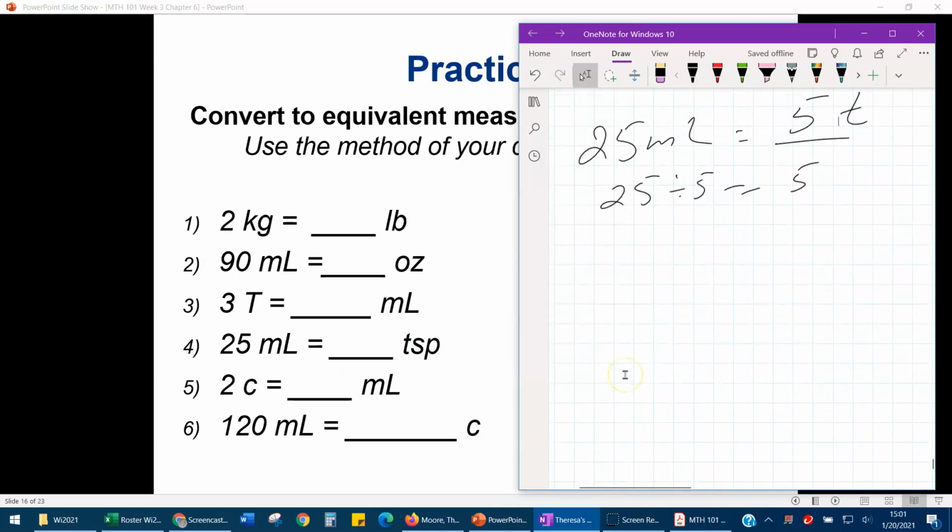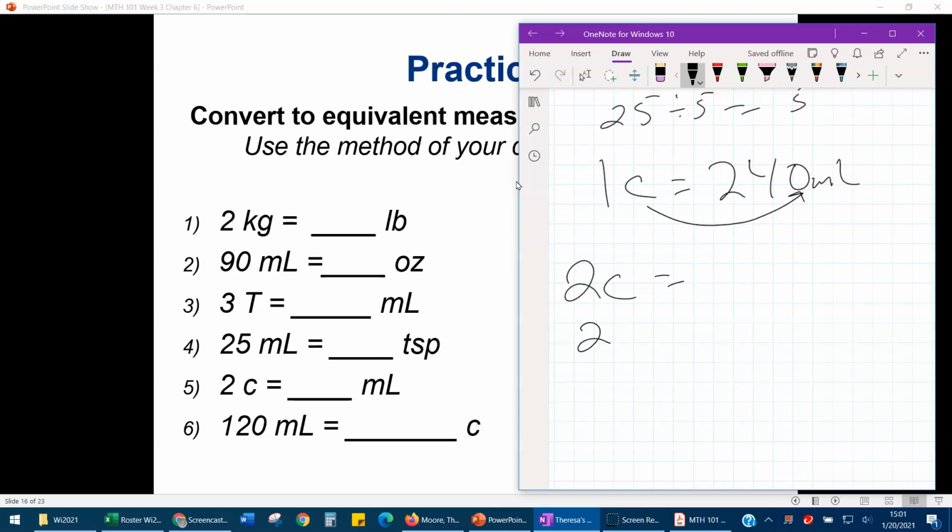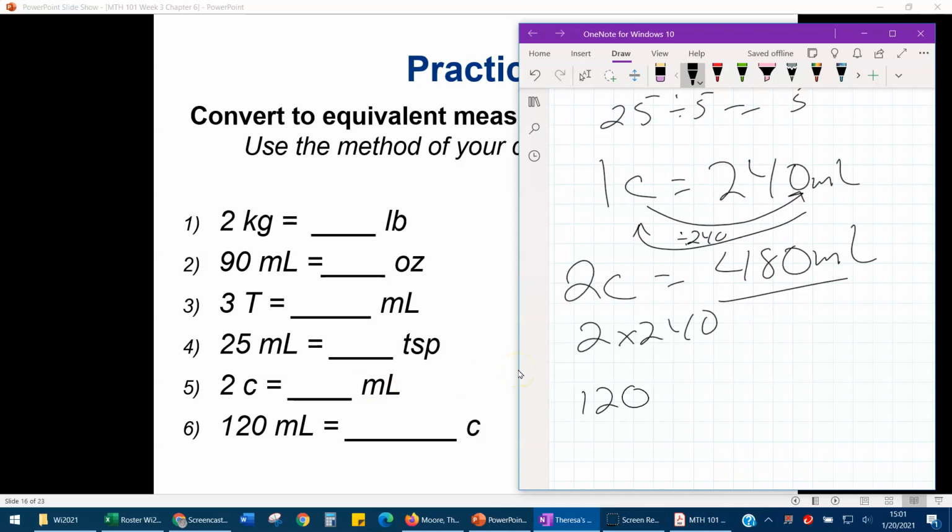Cups to milliliters, I know 1 cup equals 240 milliliters. Going from cup to milliliter, I multiply by 240. So 2 cups is 2 times 240, which is 480 milliliters. Same conversion. Now I'm going from milliliter to cup, so I divide by 240. So if I have 120 milliliters, 120 divided by 240 is going to give me 0.5 cups.